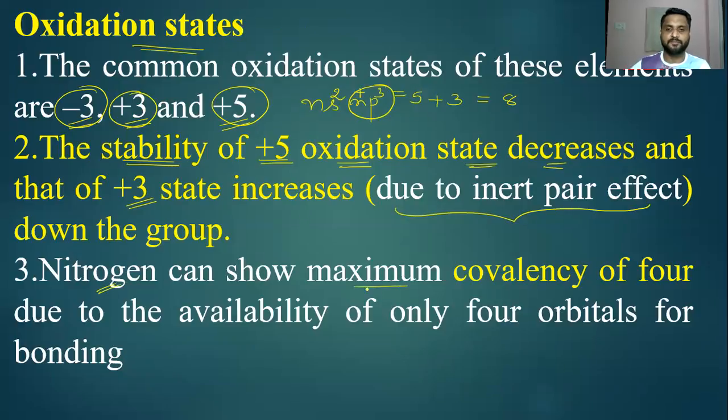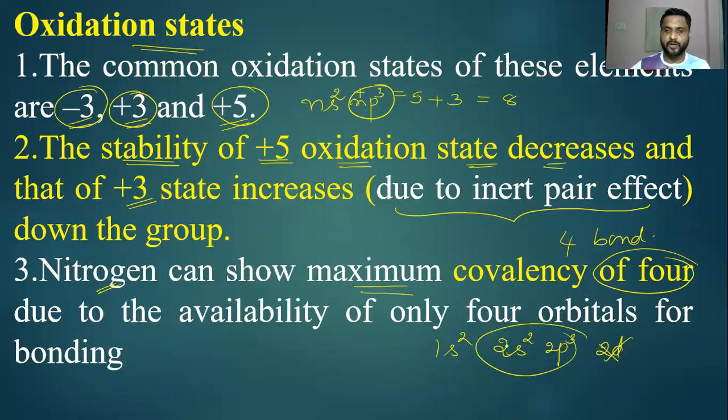Nitrogen can show a maximum valency of 4. That means it can form a maximum of 4 bonds around the nitrogen. Why 4 bonds? When you write the electron configuration, we write 1s2, 2s2, and 2p3, correct? And 2d does not exist. That means we have only one type of s orbital, and you know that there are 3 types of p orbital. So the maximum number of orbitals available for bonding is 4. They can form 4 bonds.